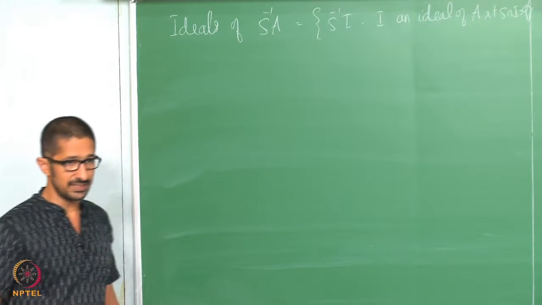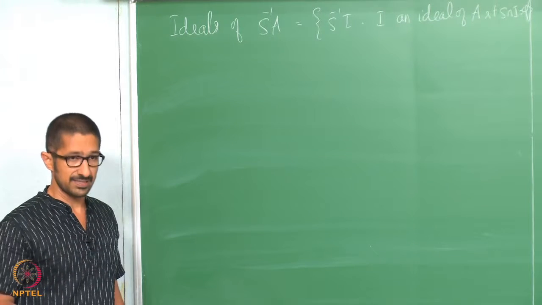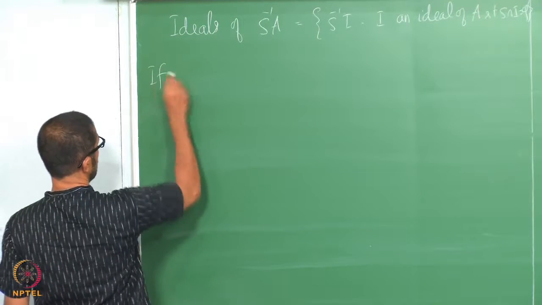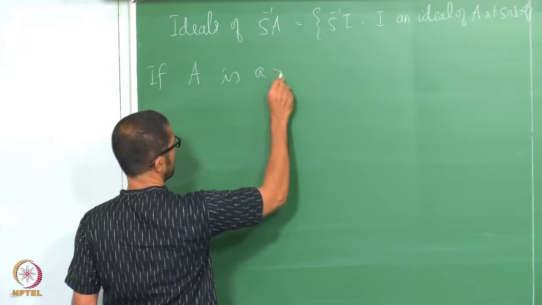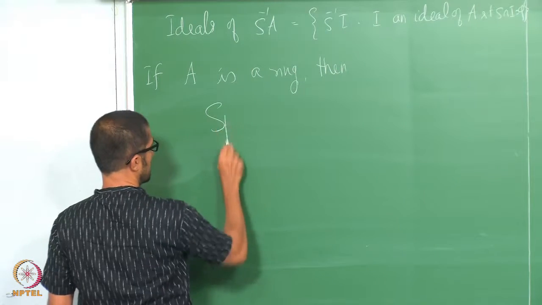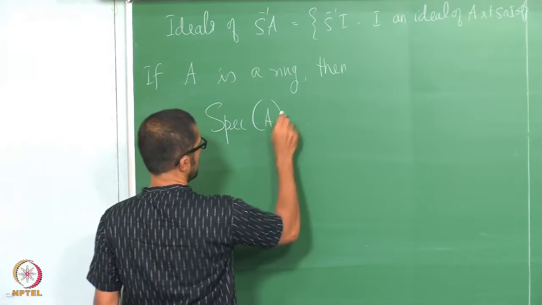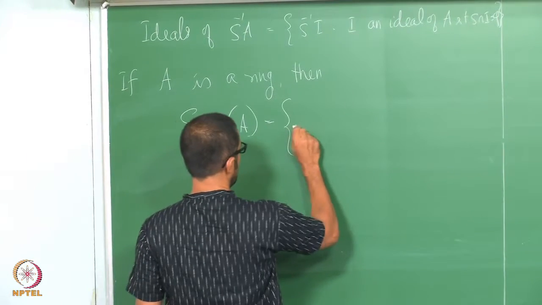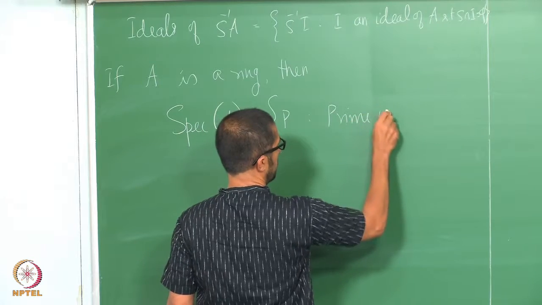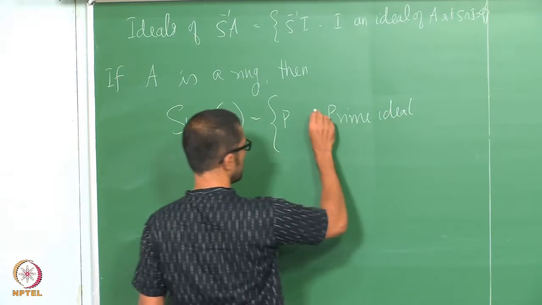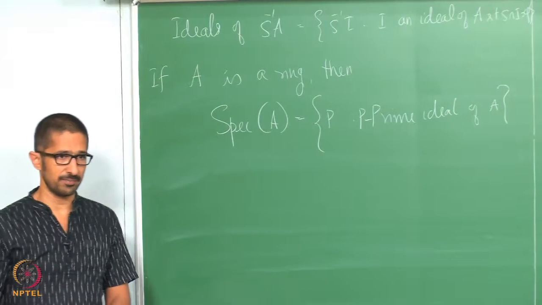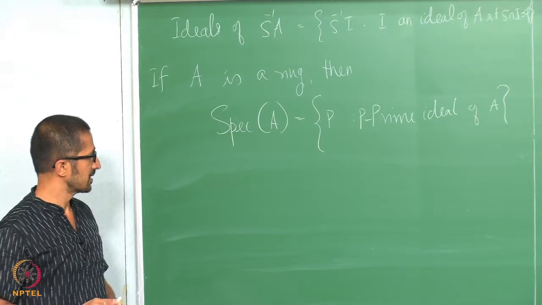If you have already done some exercises from Atiyah-MacDonald, you would have seen this. If A is a ring, then I set this notation Spec of A. This is the set of all prime ideals. This is called the spectrum of A, or in short Spec A.